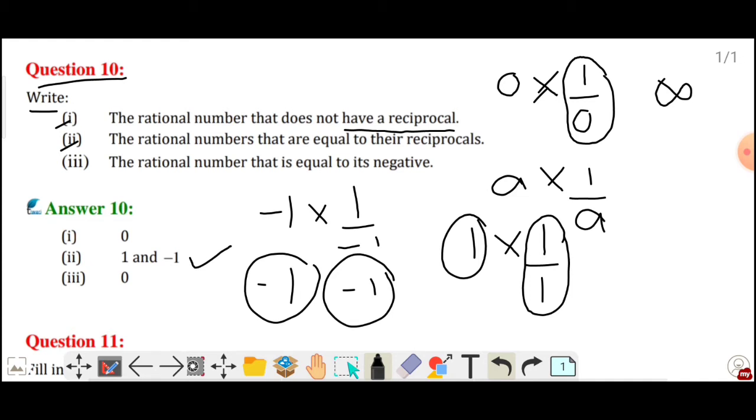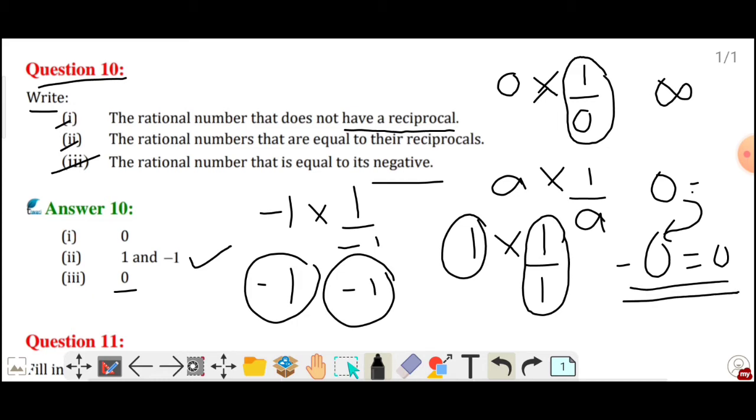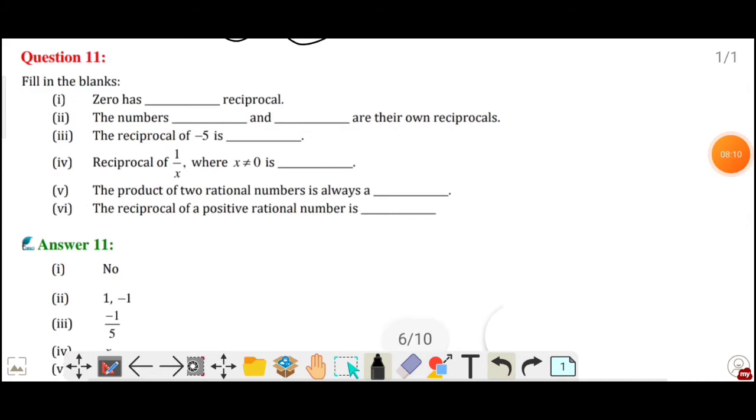Sub question number 3. The rational number that is equal to its negative. The number and its negative number must be the same. Answer is 0 only. 0 value is 0 only. Next, minus 0. If I am taking the negative number, minus 0, it is not possible. Its value is 0 only. 0 and minus 0, the number and its negative number are the same. That is 0.